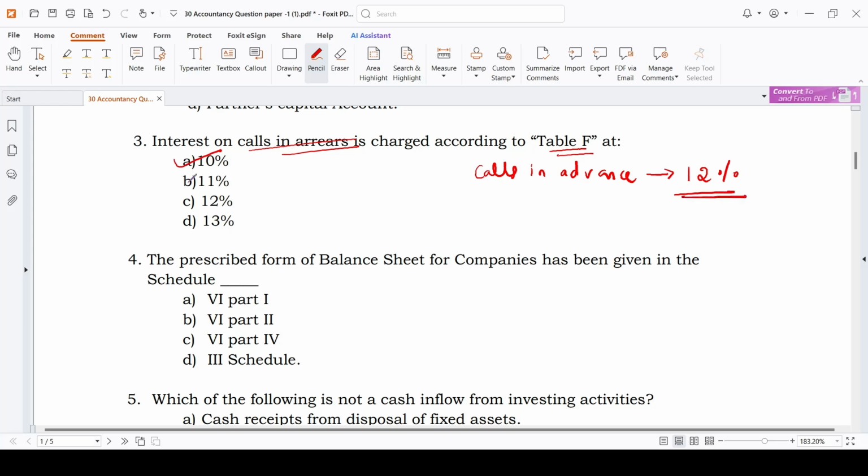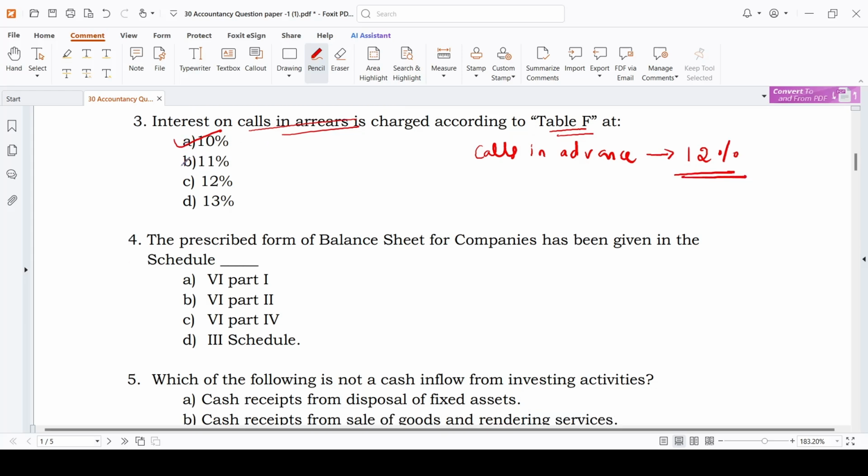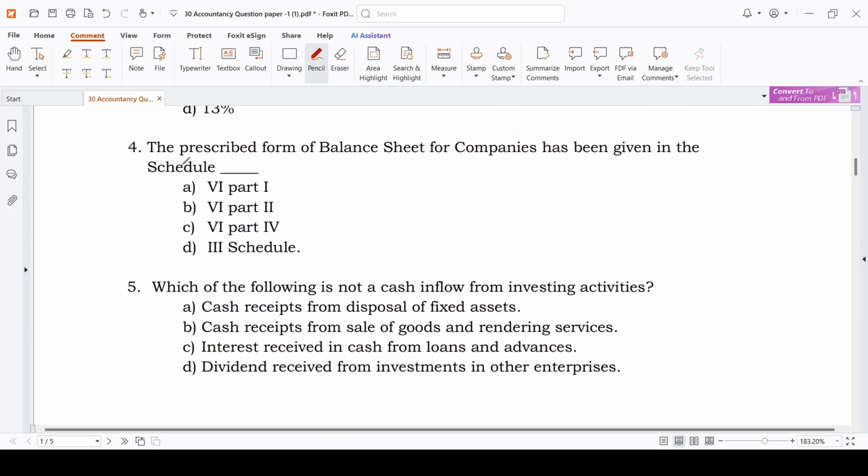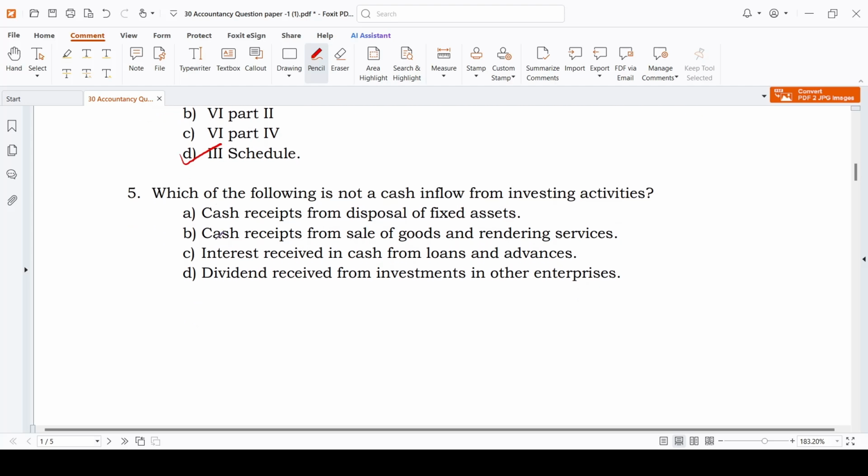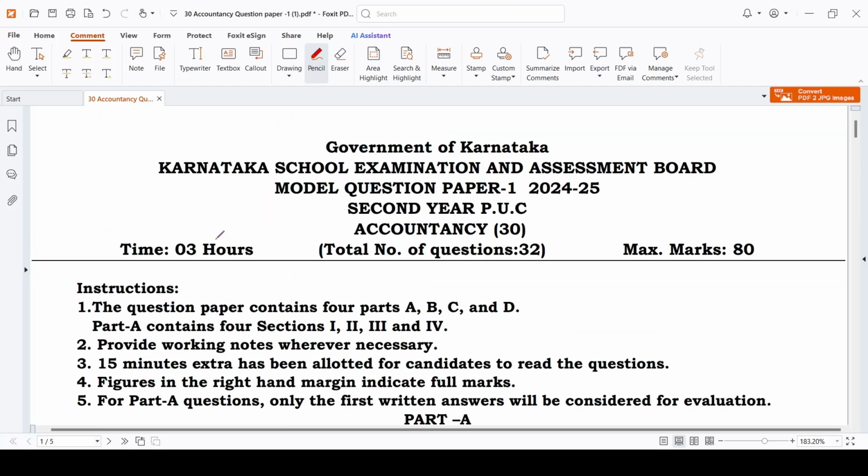Calls in advance 12%, calls in arrears 10%. Keep it in your mind. The prescribed form of balance sheet for companies has been given in the schedule, Schedule 3 of Companies Act of 2013. Schedule 3, balance sheet.